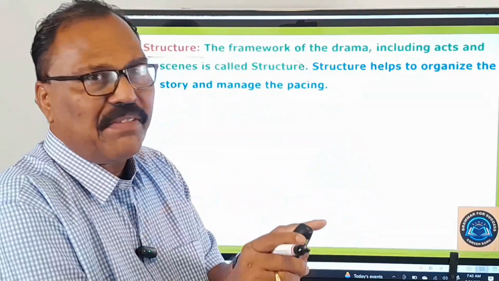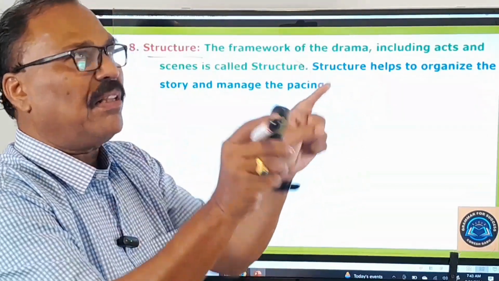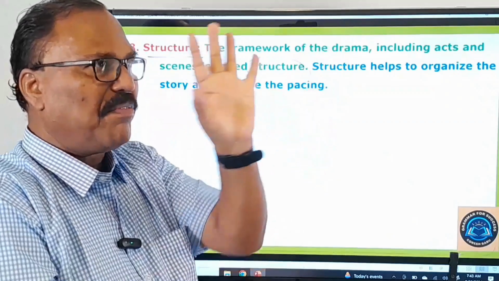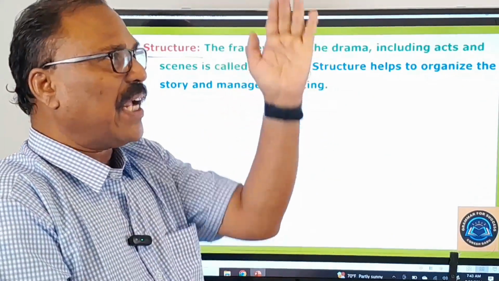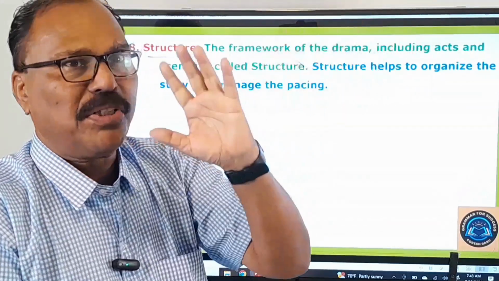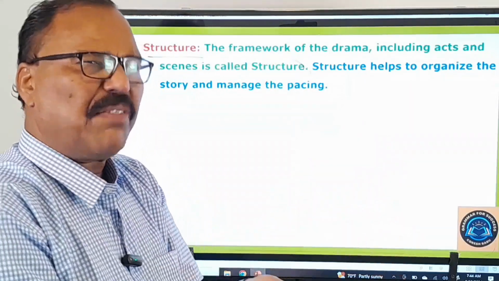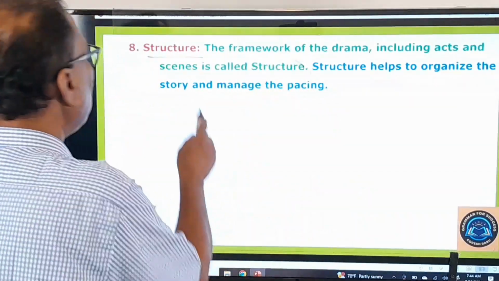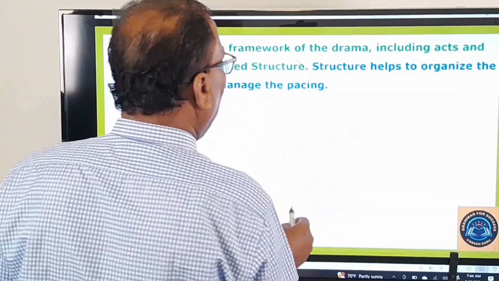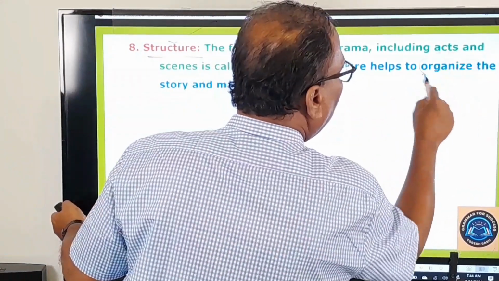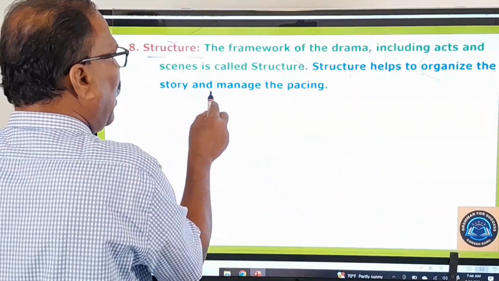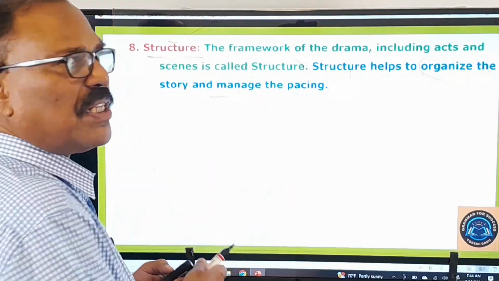They will decide everything. The complete movie will be in front of the director. He will decide where to introduce this scene, this comic scene, a fight scene, a drama element, everything. So this structure is very important, and it helps organize the story and manage the pacing.